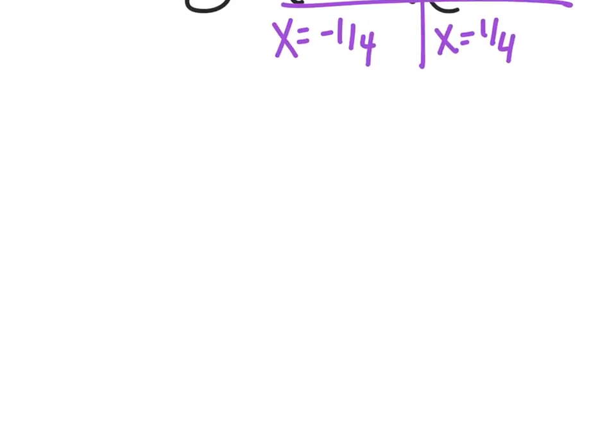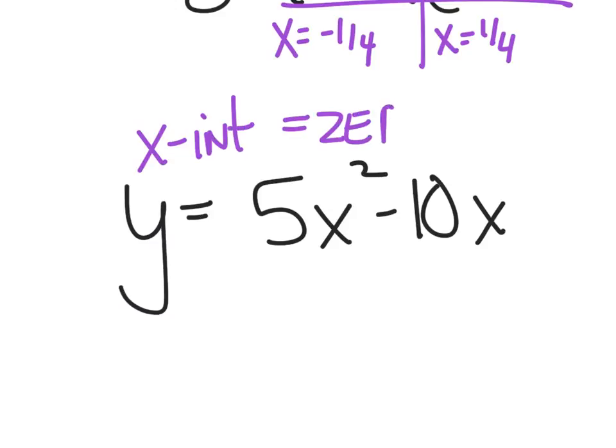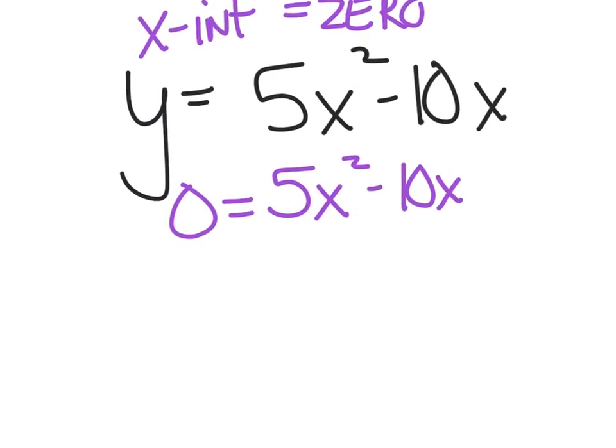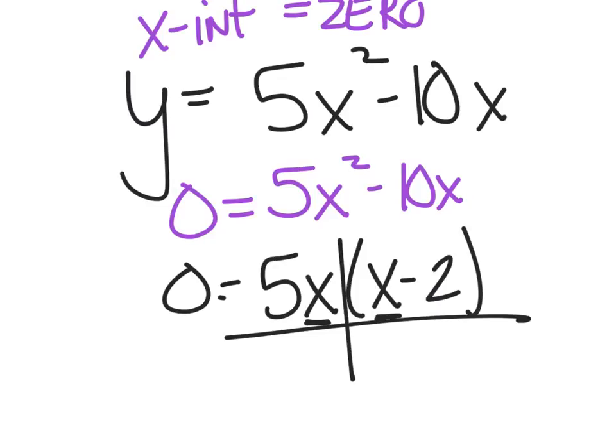One final example, if I said y equals 5x squared minus 10x, and I was asking for the x-intercepts, again, which just means zeros, I'm setting my equation equal to 0. So 0 equals 5x squared minus 10x. When I see two terms and they're not perfect squares, I'm going to think of that GCF first. I can pull out a 5x. I'm left with x minus 2. Tee it up. I have two x's, so I'm anticipating two answers.